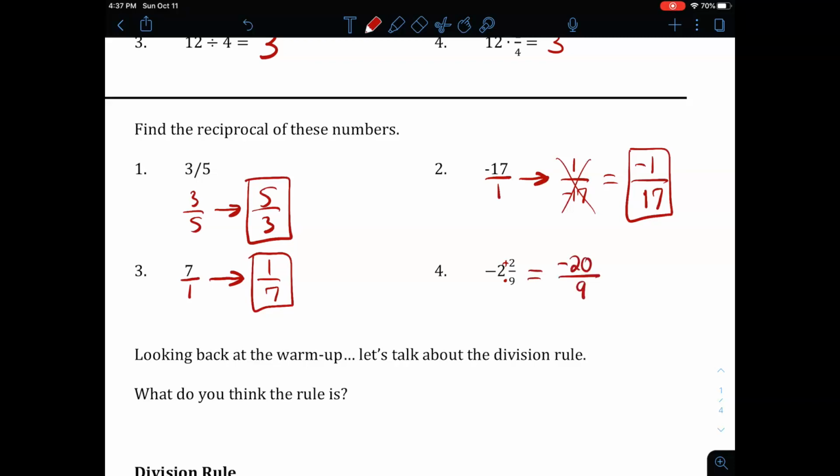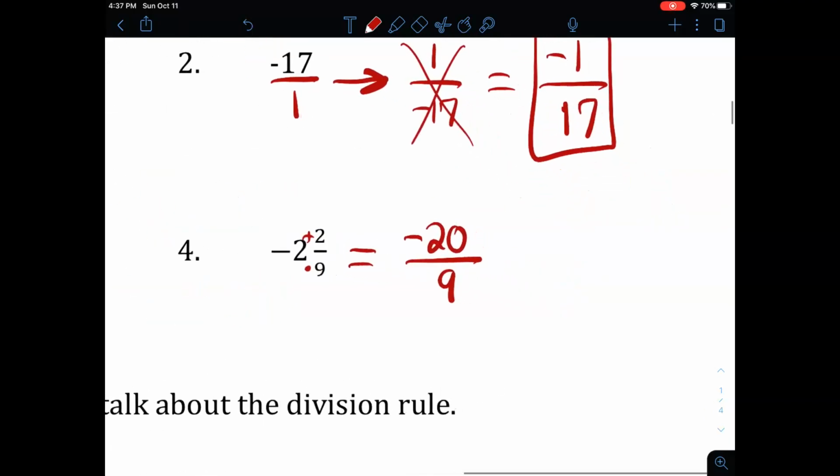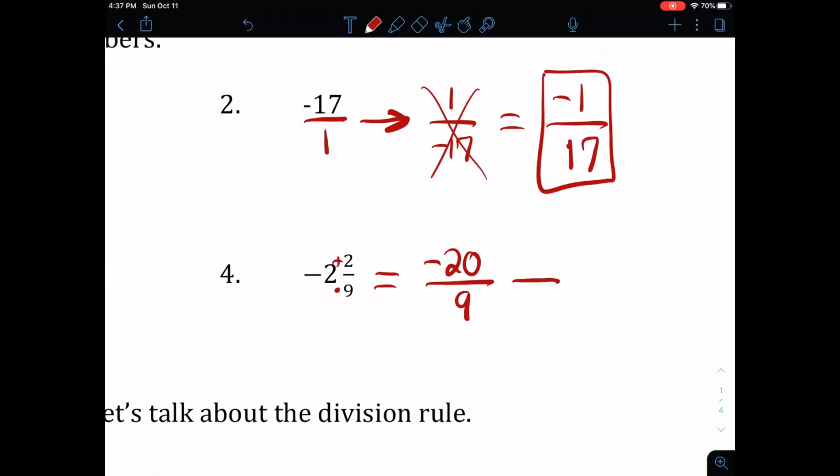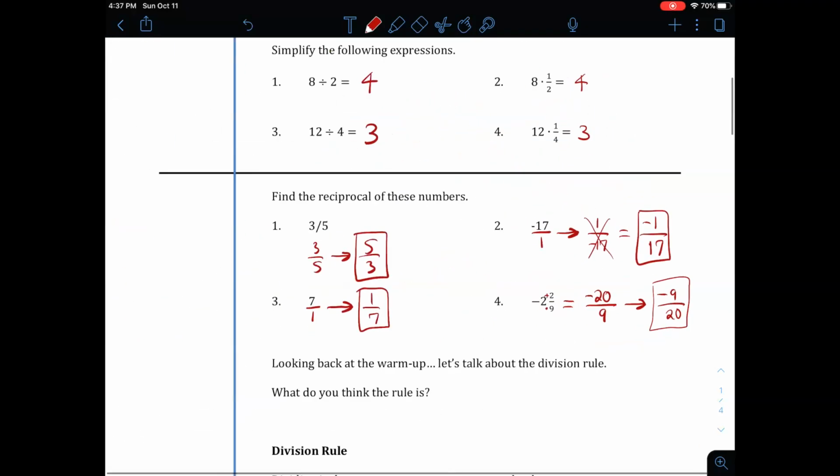So when you have negative mixed numbers, don't add the negative into your calculations here. But basically, you multiply the whole number times the denominator, and then you add the numerator, and you get our improper fraction here. So if we had negative 20 over 9, we flip that around, we're going to get negative 9 over 20. It wouldn't be 9 over negative 20 because we keep the negatives on the top of the fraction usually.